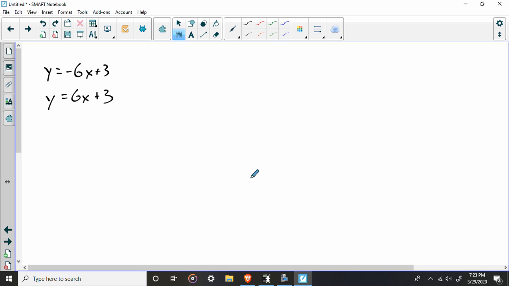Sure. Okay. So again, we're saying that y is equal to negative 6x plus 3. And we have also y is equal to 6x plus 3. So everywhere I see a y, I'm going to replace it with negative 6x plus 3. Okay. So what am I going to do? I'm going to say negative 6x plus 3 is equal to positive 6x plus 3. So we're going to add 6x to both sides.